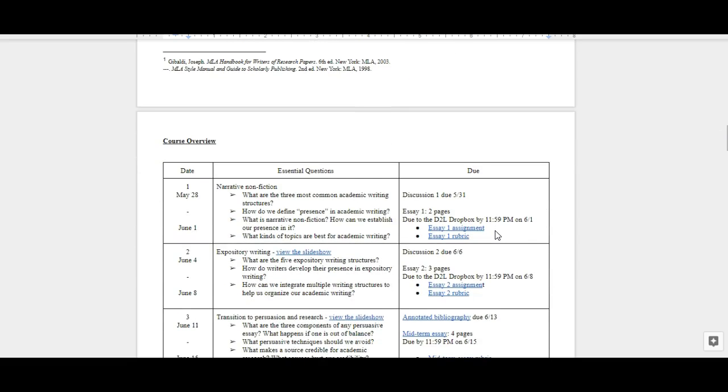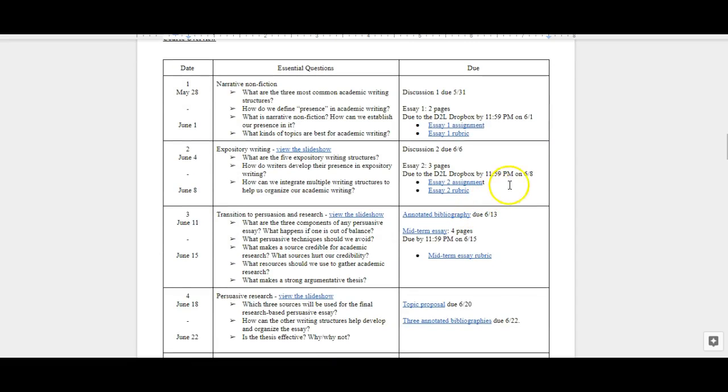The next page gives you a course overview, tells you what we're doing on a week-to-week basis, and again, please note that everything is hyperlinked. So we have our essential questions. In other words, when you have a question like, well, why are we doing this? These are the questions that we are responding to. So all of these are hyperlinked. You can jump into the first essay right away. The discussions we'll go over here in a different screencast.